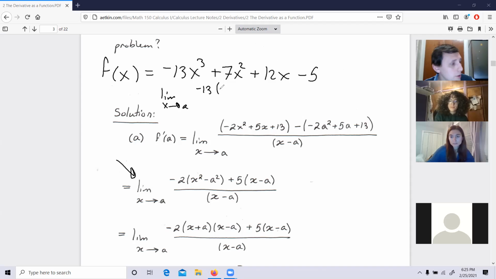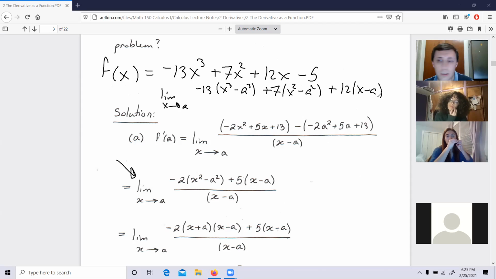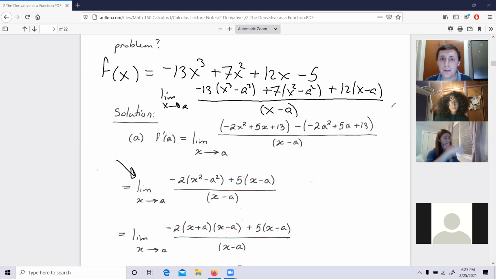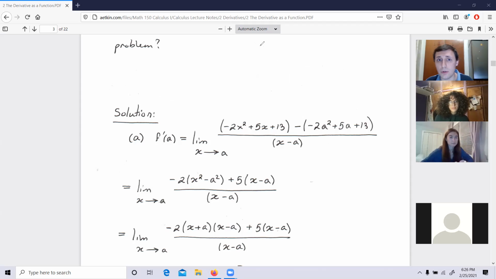So it's minus 13, difference of cubes, plus 7, difference of squares, plus 12, difference of power 1. Yeah? And then 5 minus 5, no x minus no x, it's 0. So it will be like this. Practice and notice that that's the pattern. It's obviously always what's happening. Good? So you can always skip the first step once you get very comfortable.